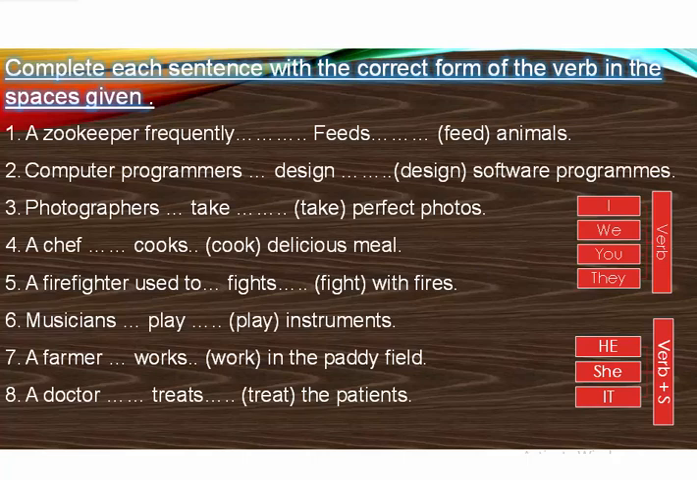First one I already mentioned. Now let's move to the second one. Computer programmers. This is plural. So here definitely we can use this format. The verb design comes to the gap. So the computer programmers design software programs. We are using this format.